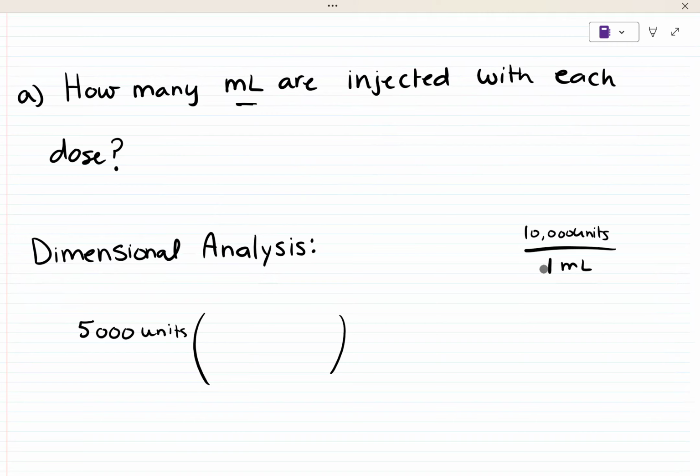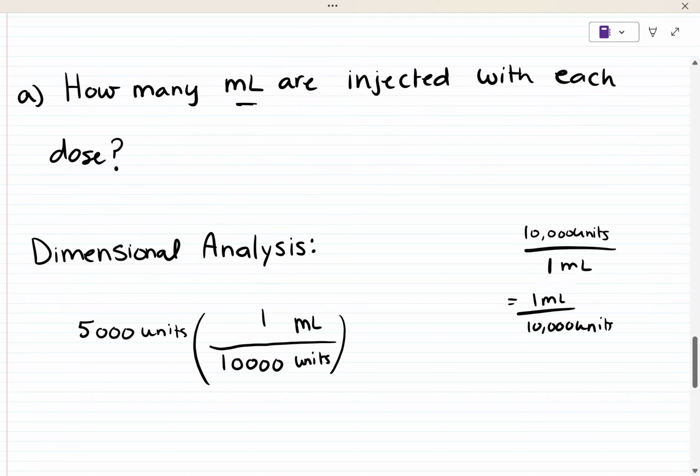For 1 milliliter, there were 10,000 units that was given. Now, do we leave it like that? No, we have to flip it. Why do I want to flip this? Because I want units on the bottom so the units are gone, and I want my final answer in milliliters. So this is really 1 milliliter over 10,000 units. Then the units disappear and you're left with milliliters.